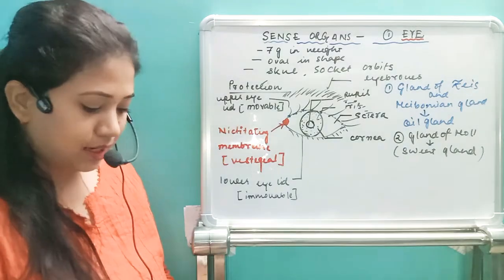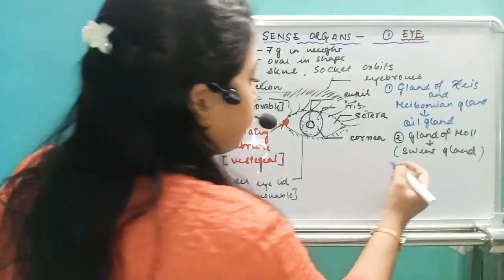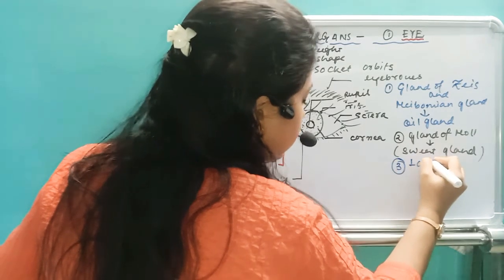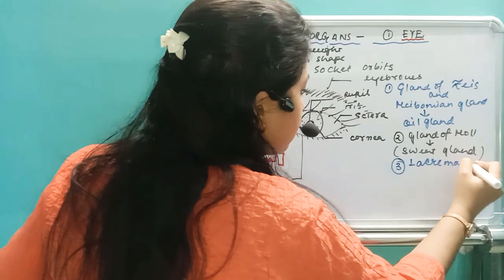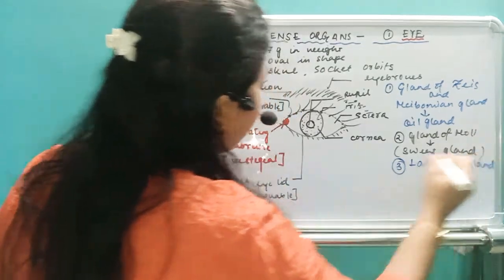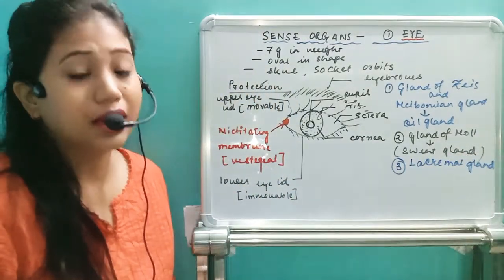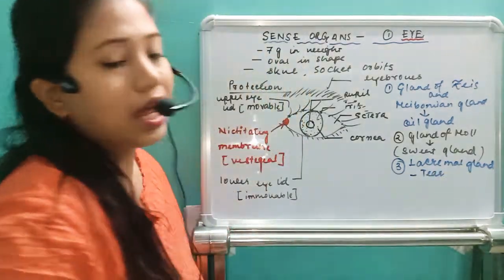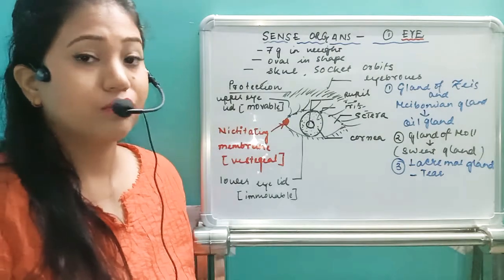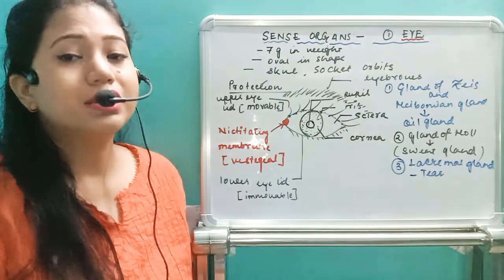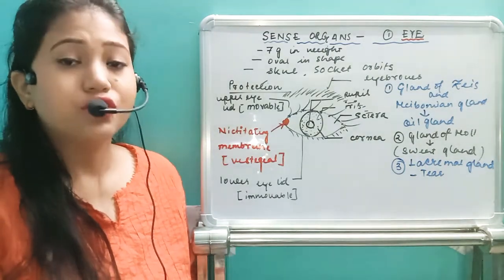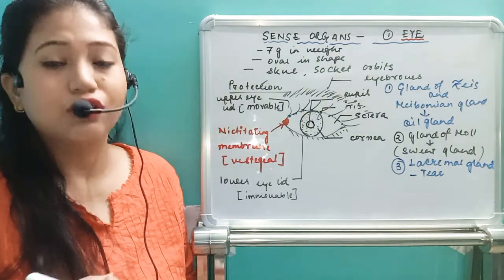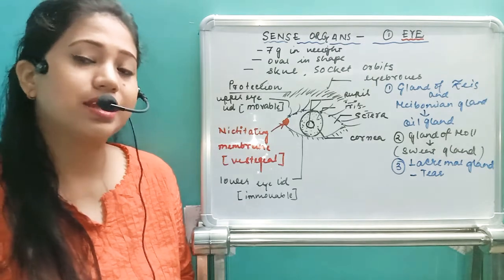Next, another gland we all know is the lacrimal gland. What is the function of the lacrimal gland? We all know this is the tear gland. It is a tear producing gland. What is the composition of tear? What is the tear composed of? Tear basically contains water, different types of salts, and some bactericidal secretions, enzymes, called lysozyme.